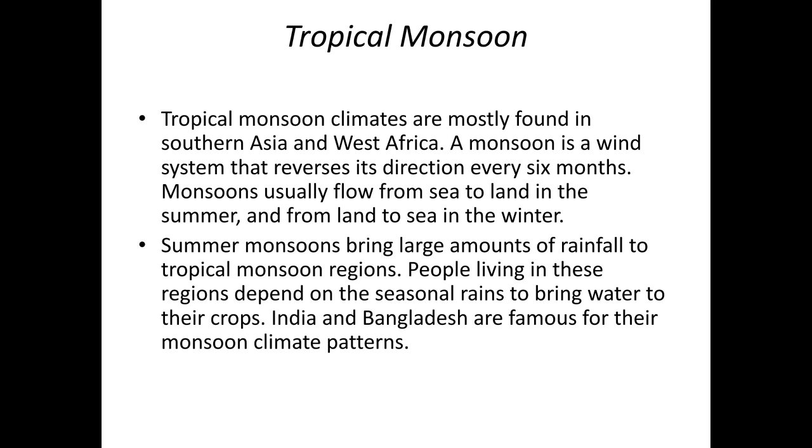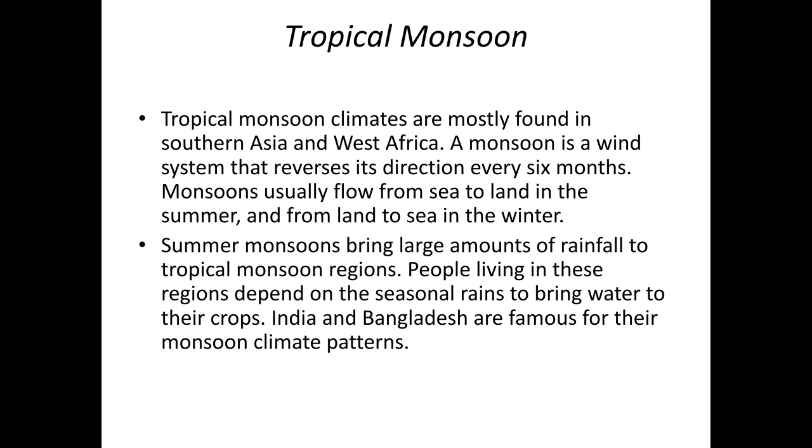Next, if I have to talk about tropical monsoon climates, they are mostly found in Southern Asia, Southeast Asia and West Africa. A monsoon is a wind system that reverses its direction every 6 months. Monsoons usually flow from the sea to the land in the summer and from land to sea in the winters. That is why in the winters, the coastal areas which are closer to the sea experience tremendous rainfall.